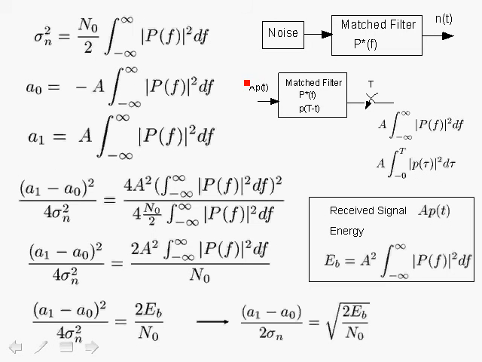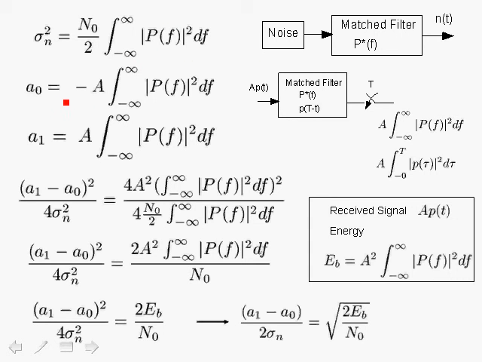So even though this slide is kind of crowded, we've actually covered a lot of it in the previous slides, and we'll go through it step by step. First of all, we have the expression for the noise variance, which we derived before. So if you have noise going through a matched filter, and then we get the filtered noise n(t), its variance is equal to the expression over here, where N0 is the one-sided noise spectral density, and the magnitude of P(f) squared is the magnitude squared of the matched filter frequency response.